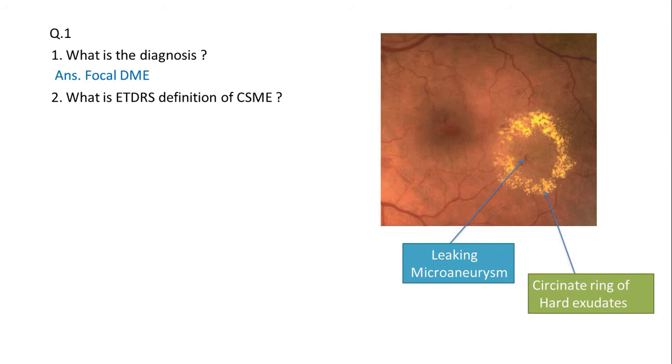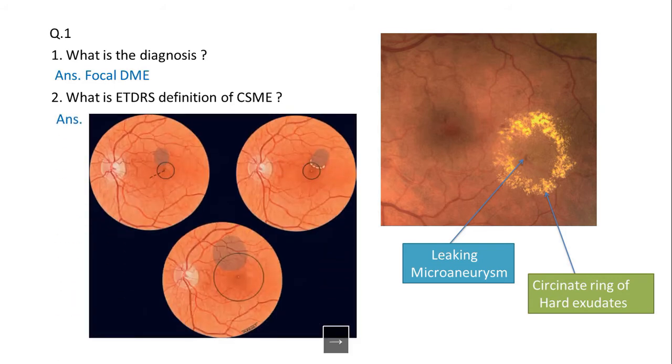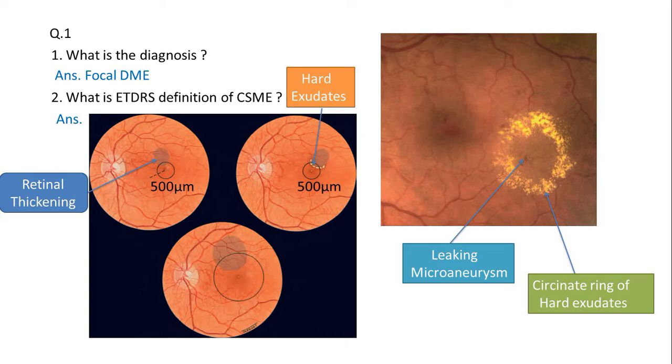We can understand it by visualizing these three fundus photographs. First criteria in the definition of CSME is the presence of retinal thickening within 500 micron from the center of the macula. Second is the hard exudates present within 500 micron from the center of the macula if it is associated with the retinal thickening. Third criteria is the retinal thickening of 1500 micron or larger and any part of which is within 1500 micron or one disc area from the center of the macula.